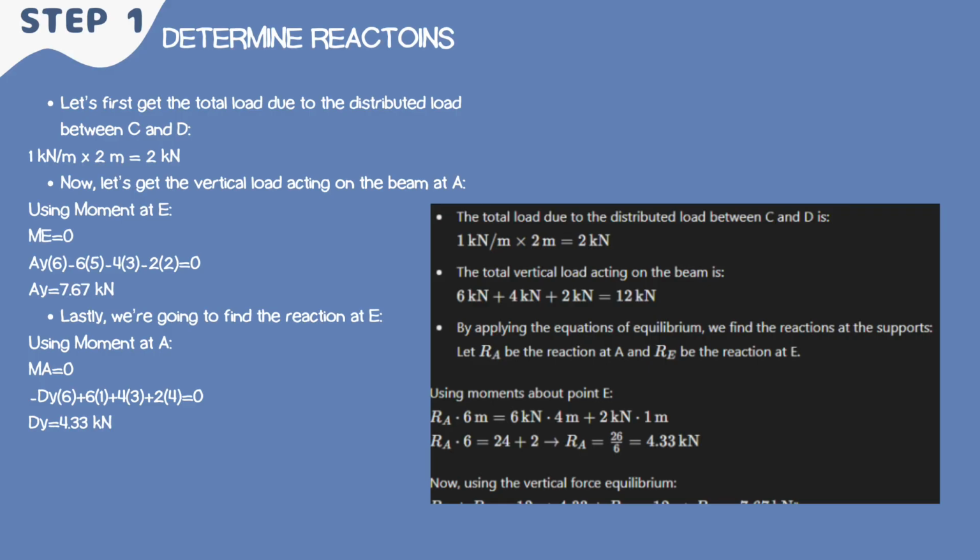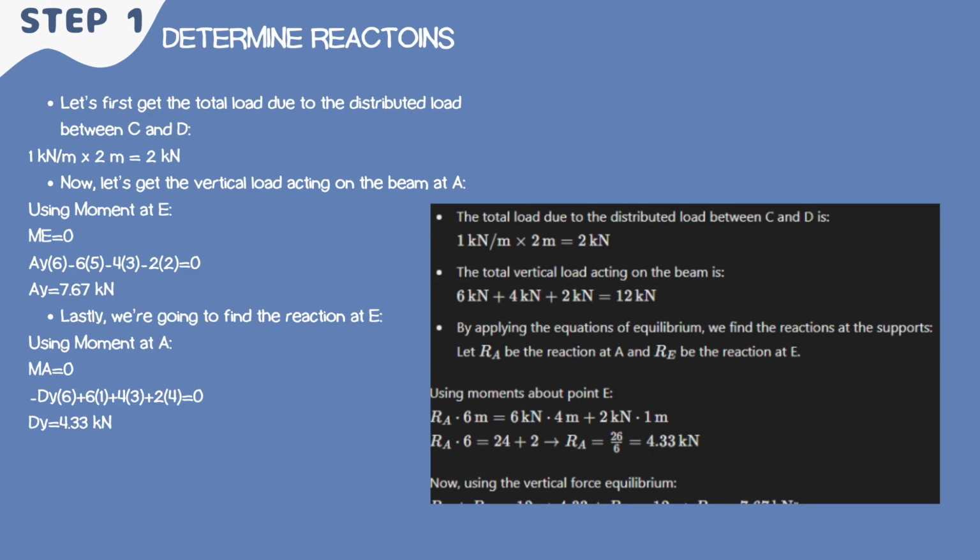In solving the reactions, you just have to follow these steps. With the given problem, we're now going to solve the problem. First, we need to determine the reactions at the support using static equilibrium. Let's first get the total load due to the distributed load between C and D, which is 1 kN per meter times the distance of it, which is 2 meters, equals 2 kN.